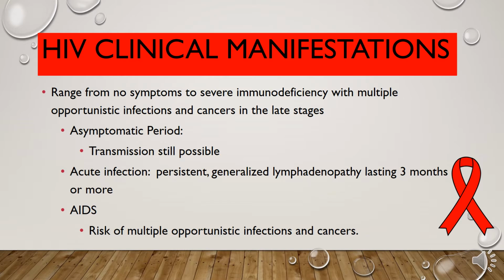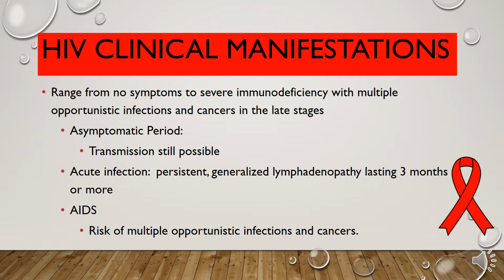So speaking of manifestations, they range from no symptoms to severe immunodeficiency with multiple opportunistic infections and cancers in the late stages. After primary infection, the patients enter a long-lasting asymptomatic period, which can be about 10 years long. Obviously, transmission is still possible during this time. They are still infected, they just are asymptomatic. And then acute infection is characterized by persistent generalized lymphadenopathy lasting 3 or more months.